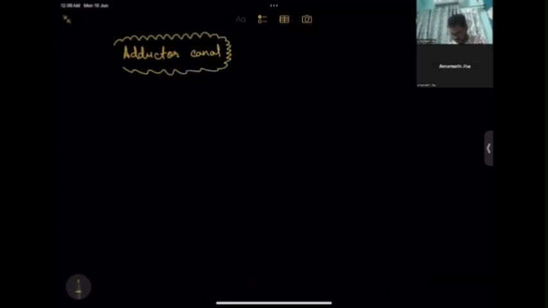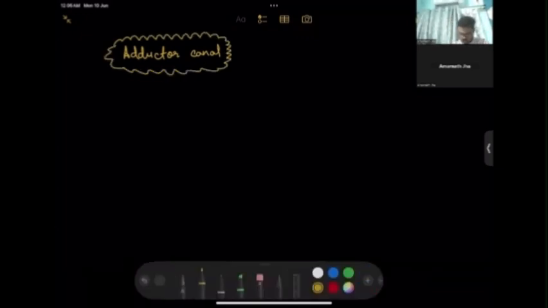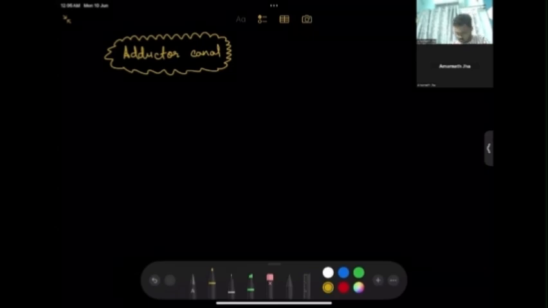Okay, hello guys. So today we are going to read about the adductor canal. So when it comes to the adductor canal, we have to first of all again start with the diagram. This is the diagram.